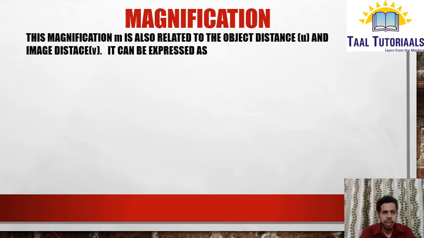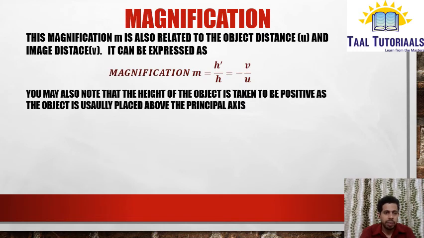This magnification m is also related to the object distance and image distance. We have studied the image formation. As the object comes near to the mirror, the size also varies. So we can relate magnification to the object distance and image distance here. Magnification m is equal to h dash by h, that we can prove as minus v by u. So magnification also has one more formula, that is minus v by u.